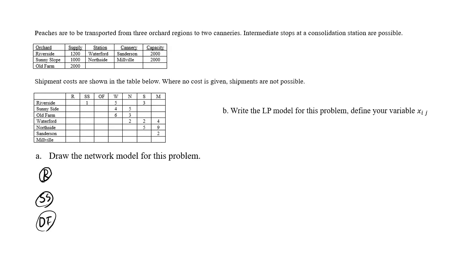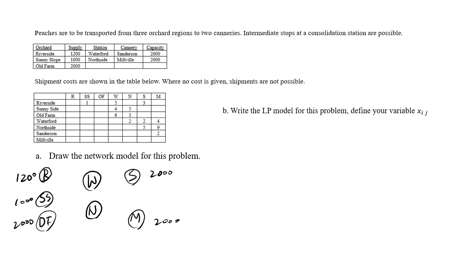And then there are the stations, the Waterford and Northside. And then the canneries are the final destination, Sanderson and Millerville. And they have capacity of 2,000. The original supply is 1,200, 1,000, and 2,000.